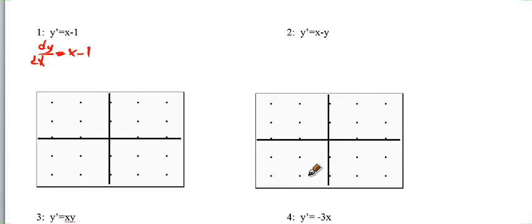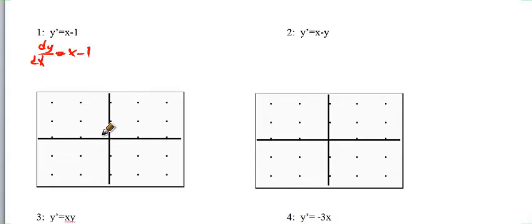Now, one of the things that you're going to find out that's nice is that when there's only one variable, you can really shorten a lot of your work. So the idea is the slope of the function at any given point is given by this equation. So what we're going to do is we're just going to start plotting points.